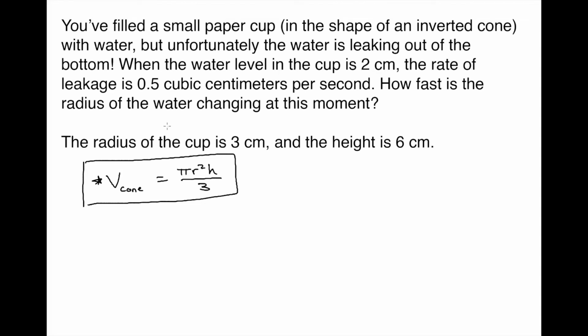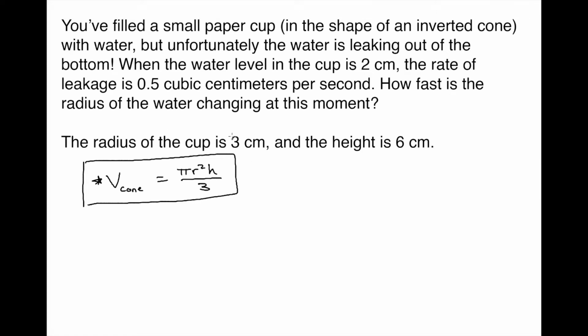So let's dive right into this one. We filled a small paper cup in the shape of an inverted cone, kind of like the ones you get in your water cooler sometimes, with water. But unfortunately, the water is leaking out of the bottom. What you've realized is that when the water level is 2 centimeters, the rate of leakage is 0.5 cubic centimeters per second. So the question we're asking is how fast is the radius of the water changing at this moment? And some information we're given.